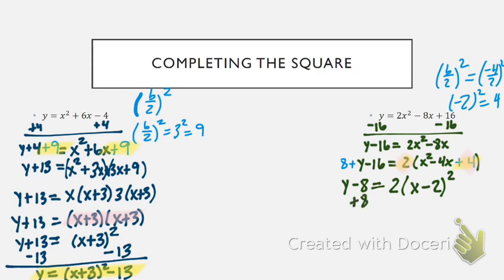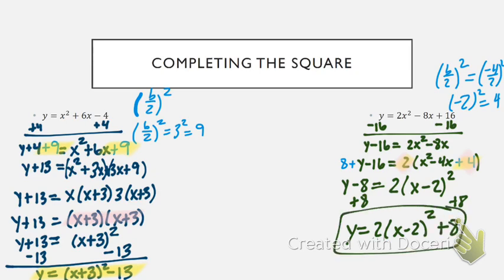So then our last step is to get y by itself. So we need to add 8 to both sides. And this is my final answer in yellow.